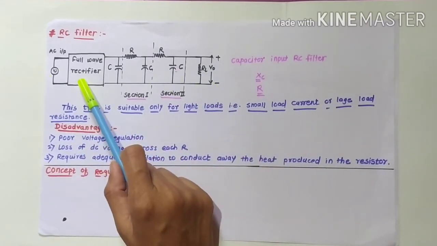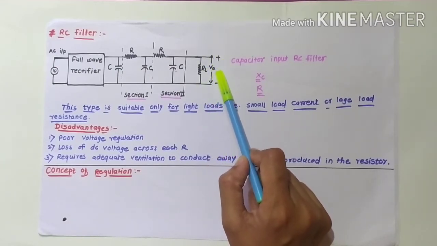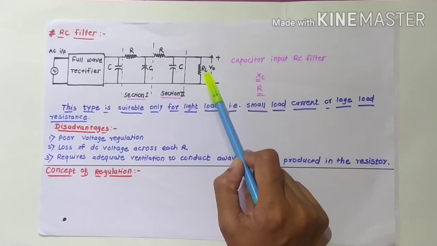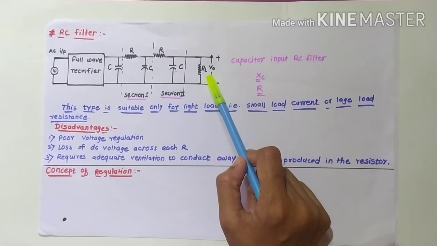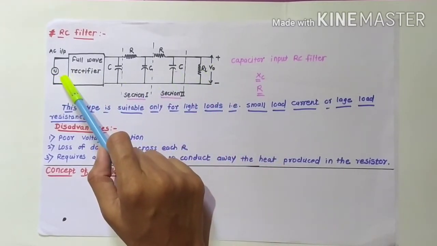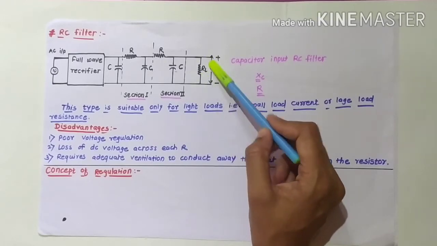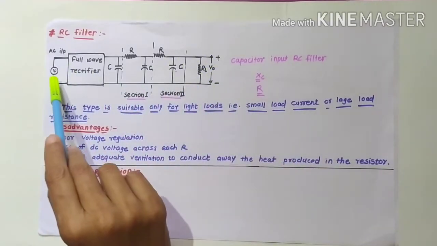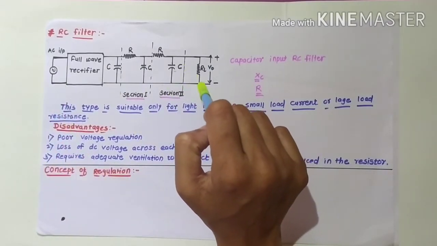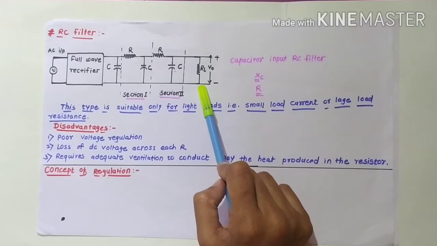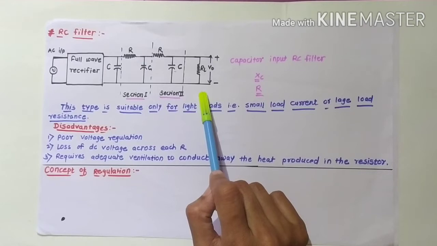Therefore, here we have to maintain a constant voltage across this load resistance even when there are variations in either the AC supply voltage or the load current or both. Either there is a change in the AC voltage or there is a change in the load current. Okay students? Therefore, voltage regulators are necessary.